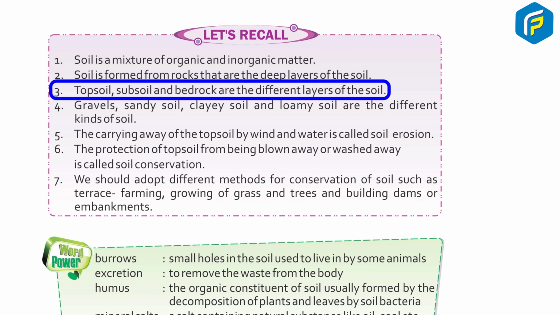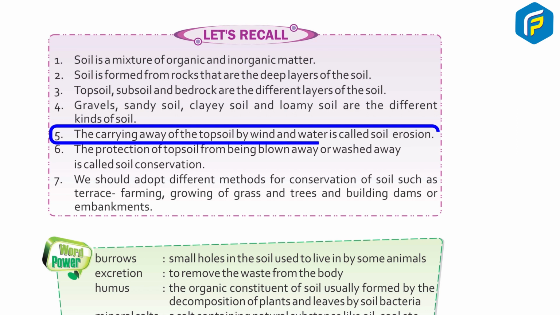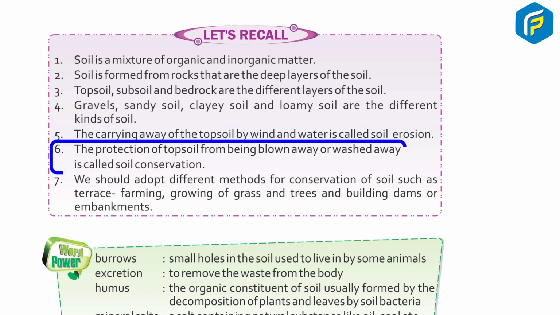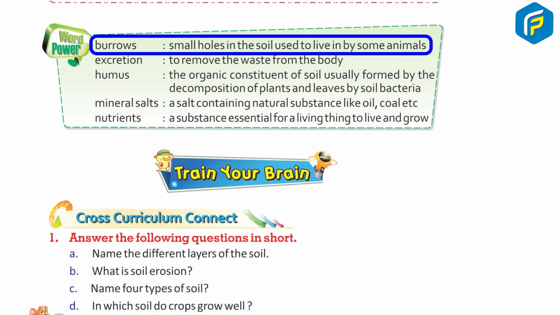3. Topsoil, subsoil, and bedrock are the different layers of the soil. 4. Gravel, sandy soil, clayey soil, and loamy soil are the different kinds of soil. 5. The carrying away of the topsoil by wind and water is called soil erosion. 6. The protection of topsoil from being blown away or washed away is called soil conservation. 7. We should adopt different methods for conservation of soil such as terrace farming, growing of grass and trees, and building dams or embankments.